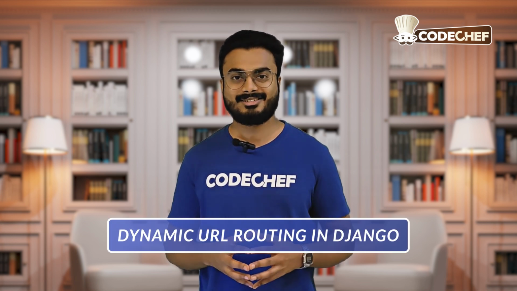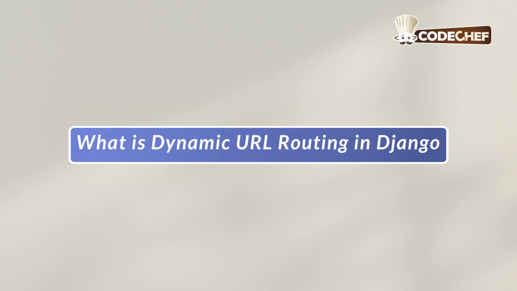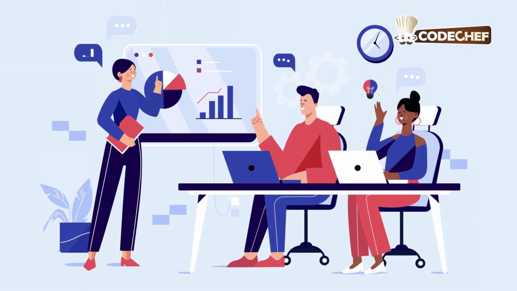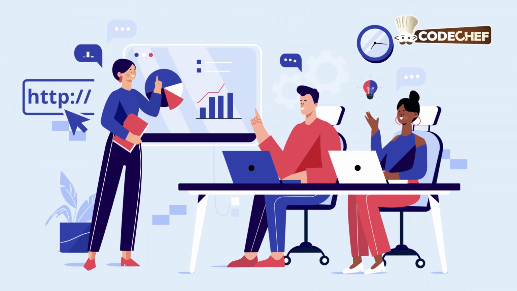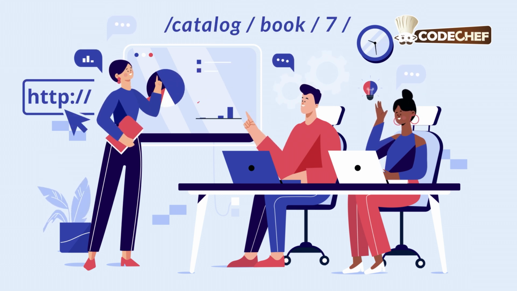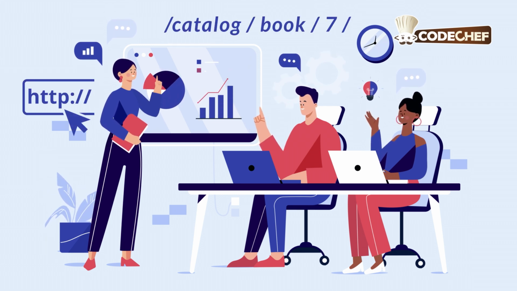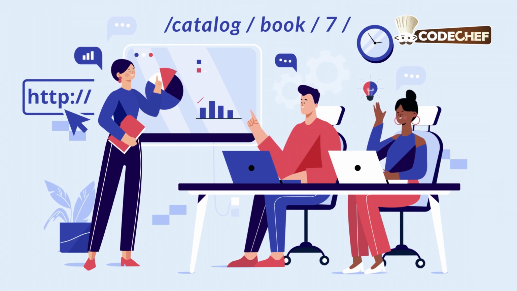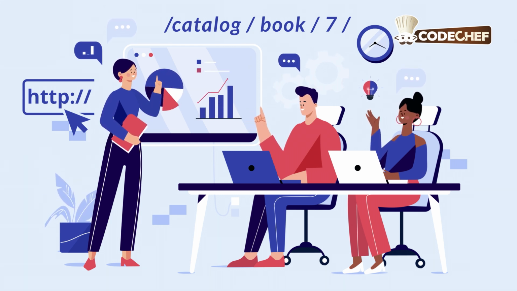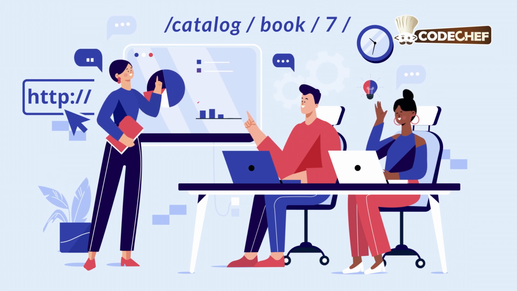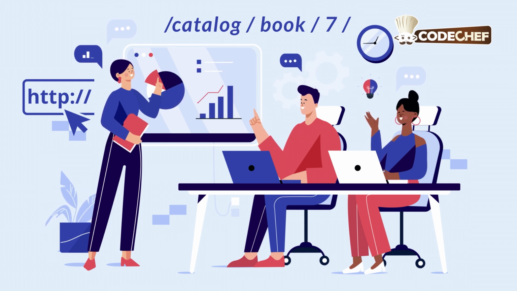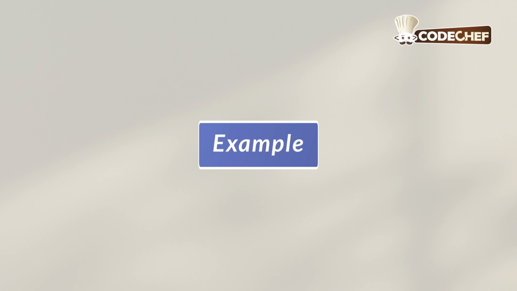So let's get started. Let's understand what dynamic URL routing is in Django. Dynamic routing allows us to make our URLs flexible and reusable. Instead of hard coding a URL for every single user or page, we define a pattern that captures part of the URL as a variable and passes it to our view. Let's take an example to understand this.